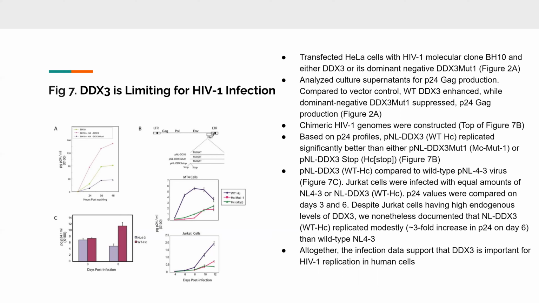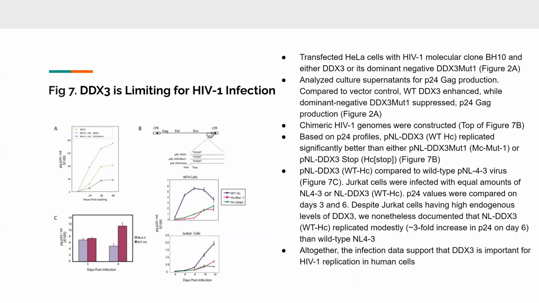Chimeric HIV-1 genomes were made which contain DDX3, DDX3 mutation 1, or a non-expressible DDX3 due to a start codon being replaced by 2 consecutive stop codons at the NEF region for plasmid NL43. Based on the P24 profiles on figure 7B, plasmid containing NL-DDX3 replicated better than the other 2 in both cells.